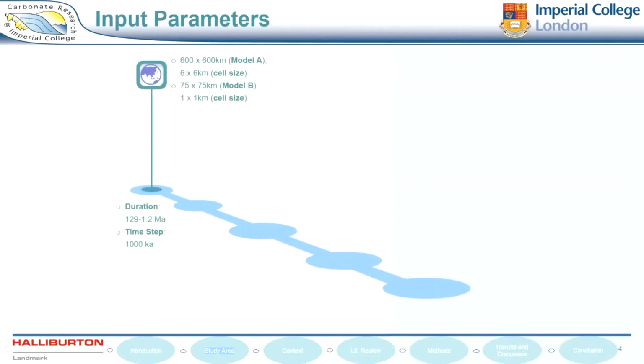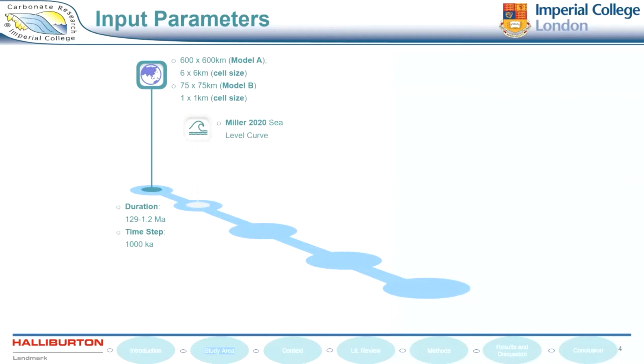What were the main input parameters for my models? So Model A, the regional model, incorporated a much larger size than Model B, the nested model, of 600 times 600 kilometres compared to 75 times 75 kilometres. The duration was during the Pleistocene.